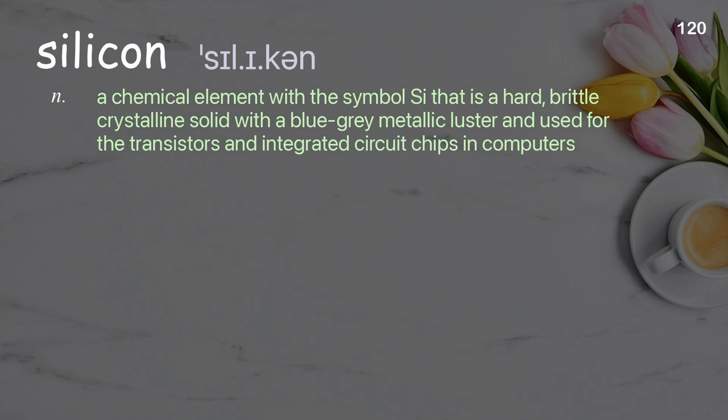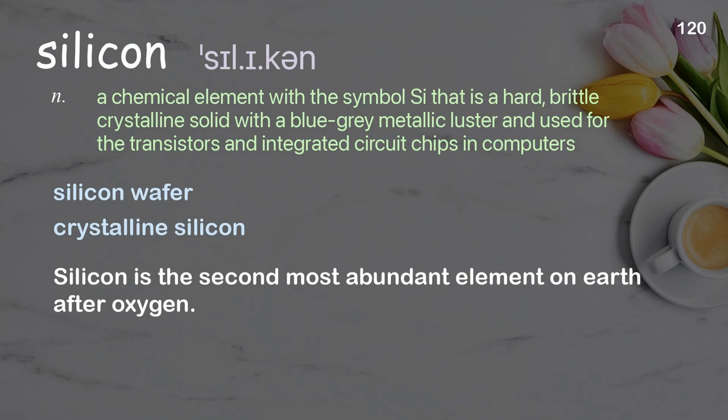Silicon. A chemical element with the symbol C that is a hard, brittle crystalline solid with a blue-gray metallic luster and used for the transistors and integrated circuit chips in computers. Examples: silicon wafer, crystalline silicon. Silicon is the second most abundant element on Earth after oxygen.